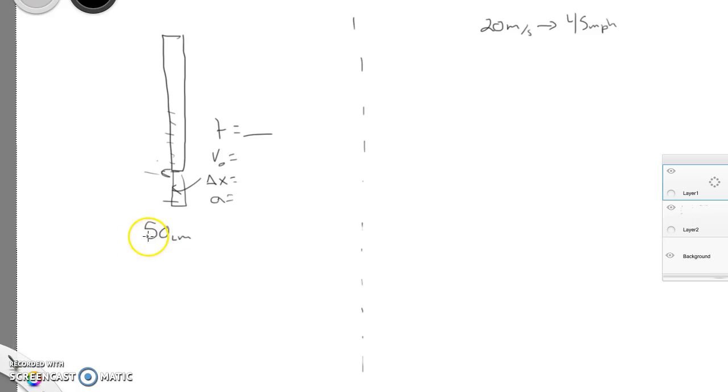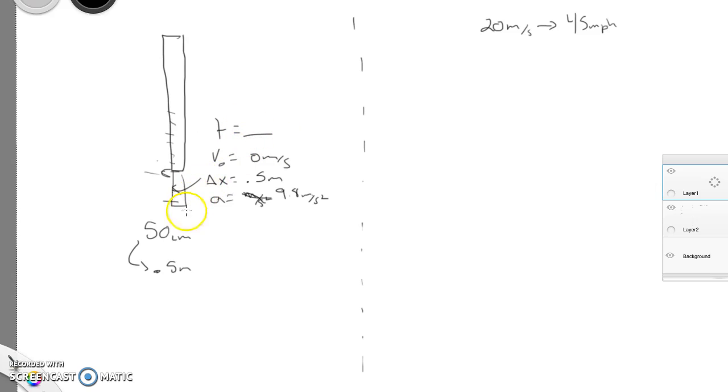Now, as we do our calculation, remember this needs to be in meters because acceleration is measured in meters per second squared. Those units have to match up. So 50 centimeters would be 0.5 meters. Okay, so we put in the 0.5 meters there. Our acceleration, 9.8 meters per second squared. Initial velocity of 0 meters per second. We can now solve for the time.